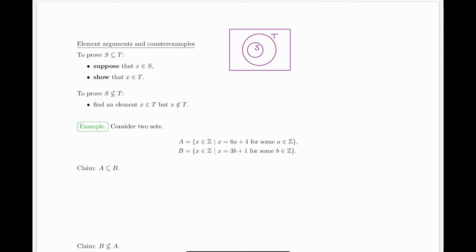We're going to pick some general representative X of a set S, and we're going to prove that if it lies within S, it then also implies that it lies within T, which means that S must be a subset of T. If we are to prove that something is not a subset, we're going to have to show that there's an element that does not actually obey this property.